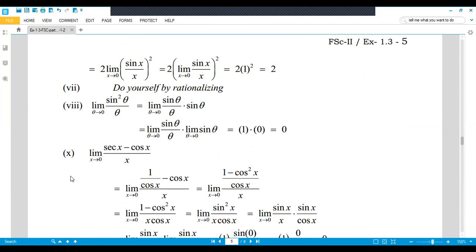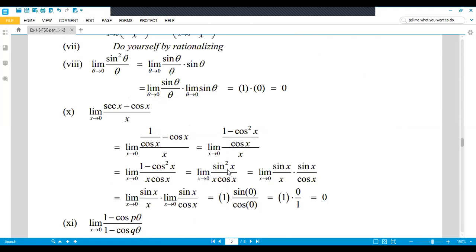In the 10th part, secant x is 1 over cos x, minus cos x, divided by x. Now you take the LCM of the numerator. So the numerator LCM is cos x, 1 minus cos square x. This cos, you take down with x. So x cos x, 1 minus cos square x is equal to sine square x. The identity we use, that is equal to sine square x.